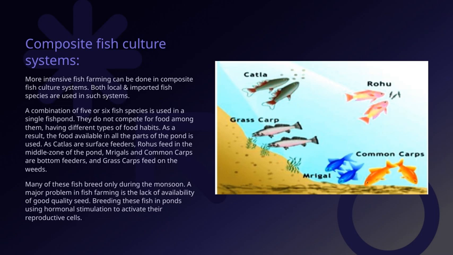A common challenge in fish farming is the availability of good quality seed. That is, healthy young fish to stock the ponds. To address this, fish are often bred in controlled pond environments using hormonal stimulation, which helps activate their reproductive cells and improve breeding success. Overall, composite fish culture systems are a smart way to maximize pond productivity, utilize different feeding zones, and ensure sustainable fish farming, especially when combined with proper breeding techniques.